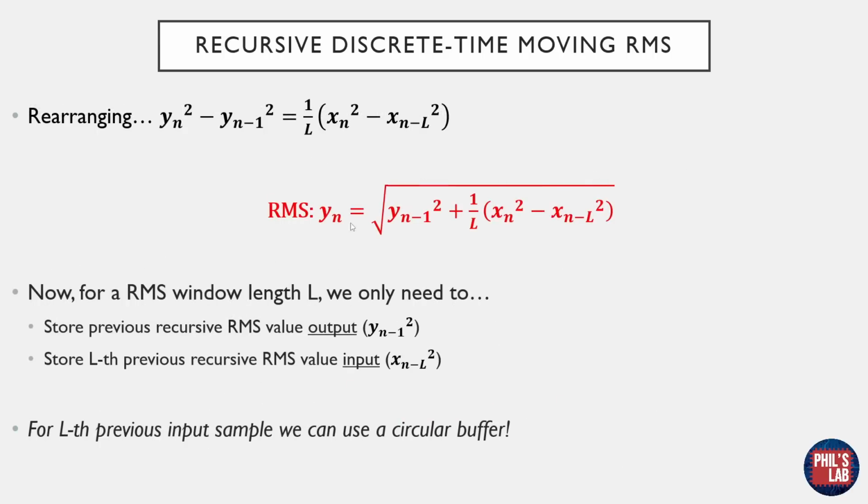Rearranging this, all we have to do to compute the RMS is store the previous output of the RMS, store the current input, which is x[n], and the L-th previous input. So we don't have to compute all of these sums of previous inputs, and we can have a pretty large L, and we only need to store that previous output and the L-th previous input. Now this is really, really straightforward and very, very fast to compute. To store, for example, x[n-L] squared, we can just use a circular buffer. This is very easy, and I'll show you how to do that in just a second.